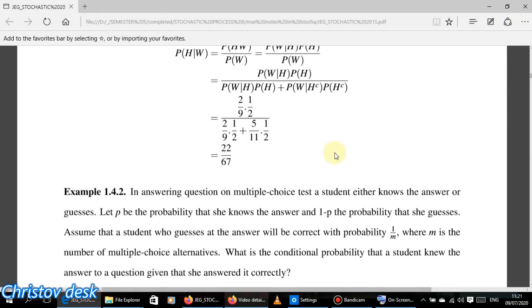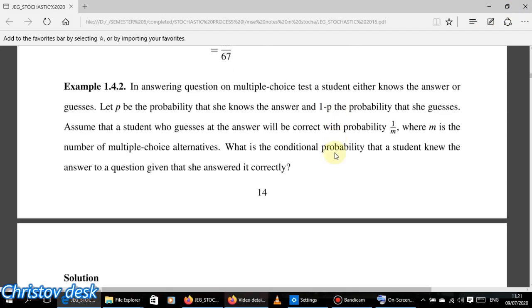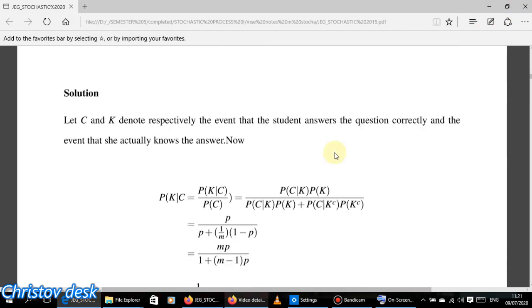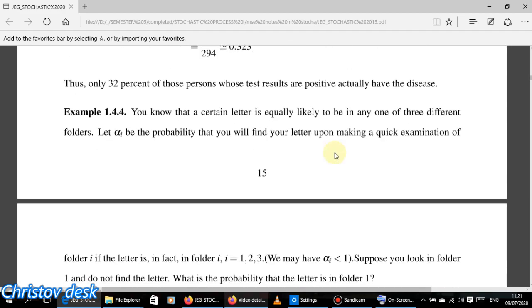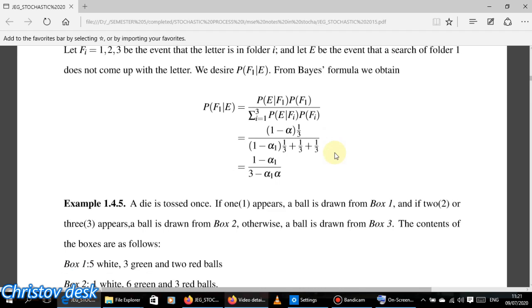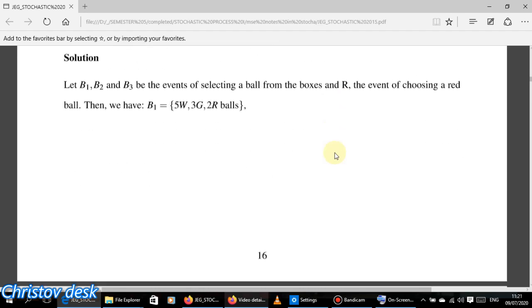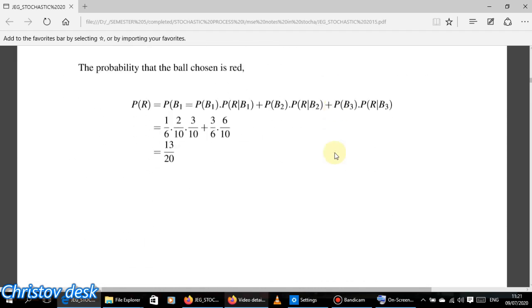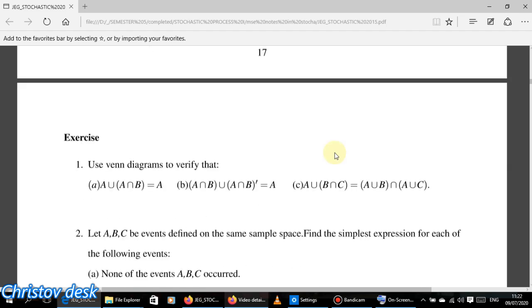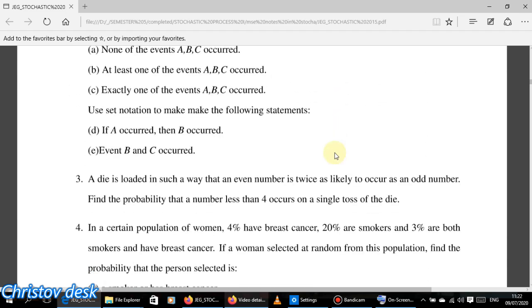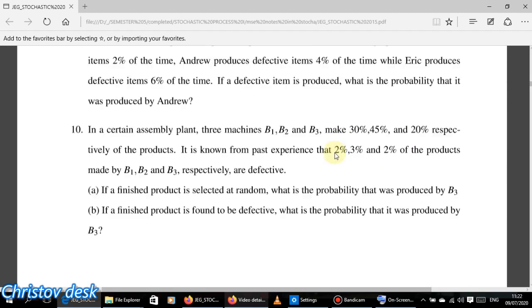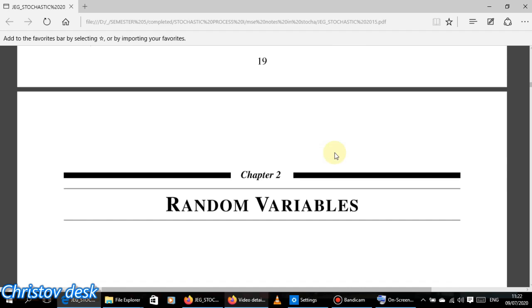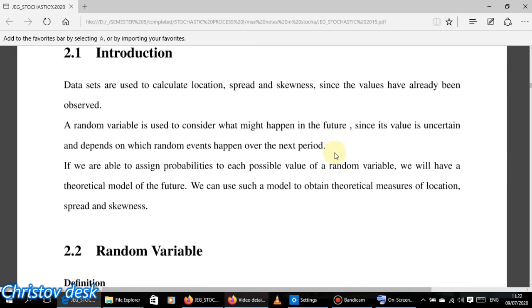So that is that. There are lots of questions here. Just try them. When you find any, go through the solution. If you don't understand any, just let me know in the comment section. These are all examples on the Bayesian, a lot of them for you to try. Check them out and then let's see what we can do to help.